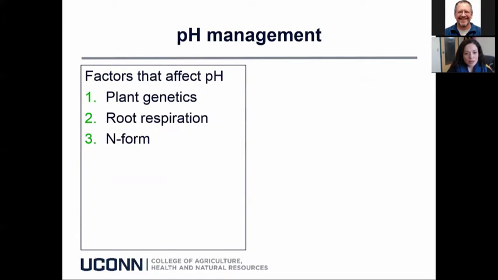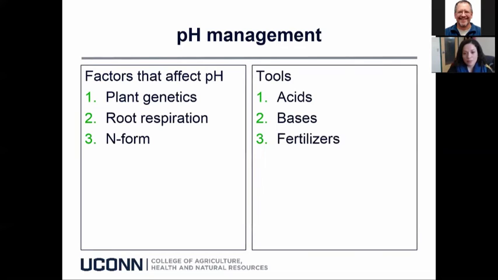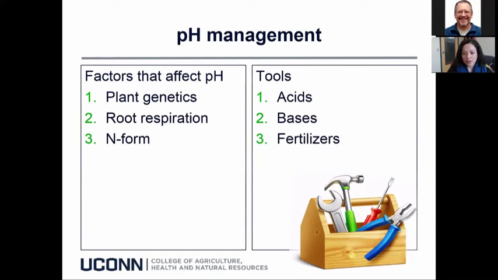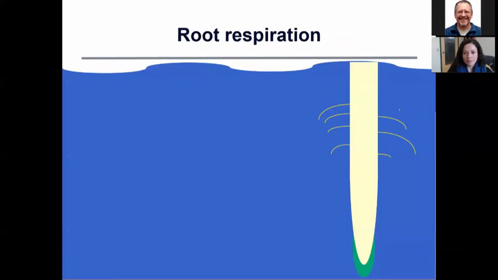So now we're going to talk about pH. We know that there are several factors that affect pH: plant genetics, root respiration, and nitrogen form. We have some tools that we're going to talk about. We have acids, bases, and we have fertilizers.